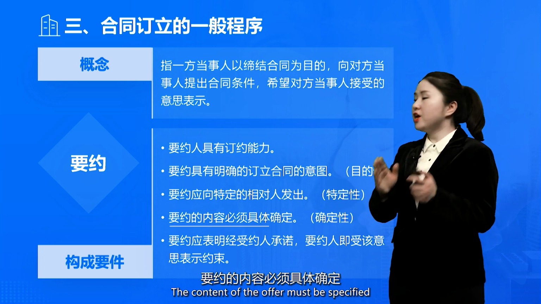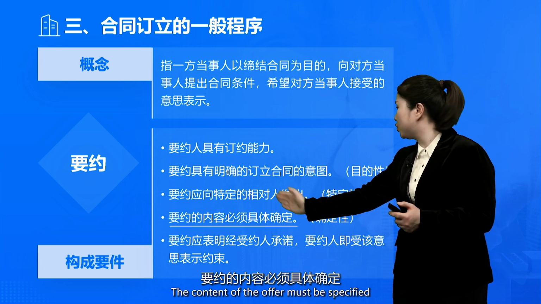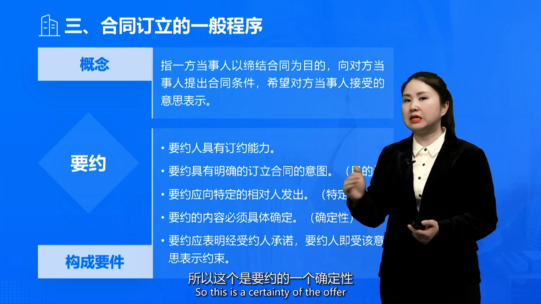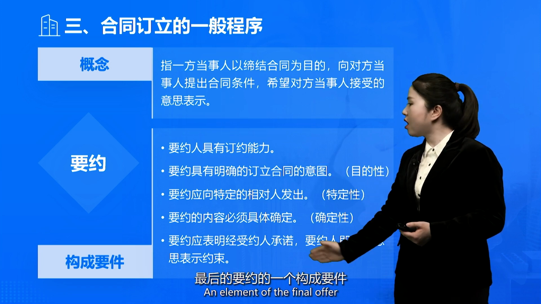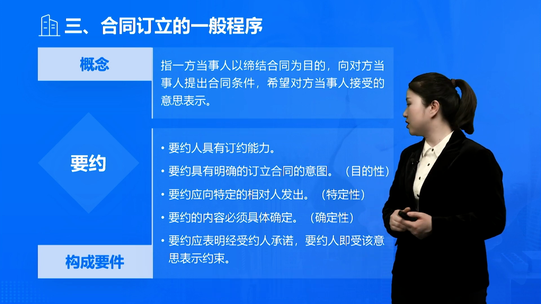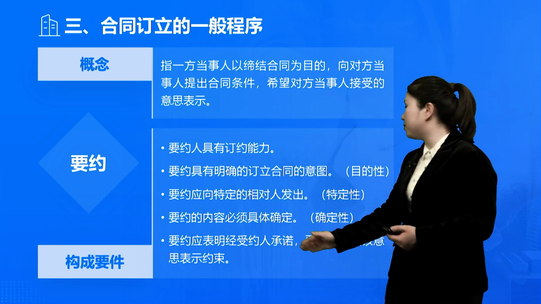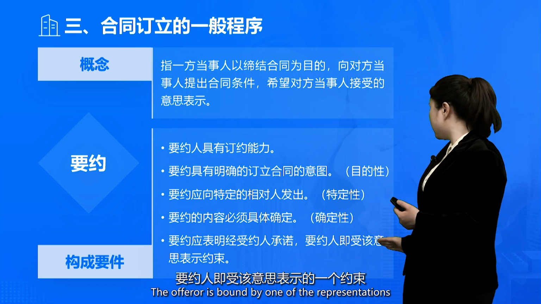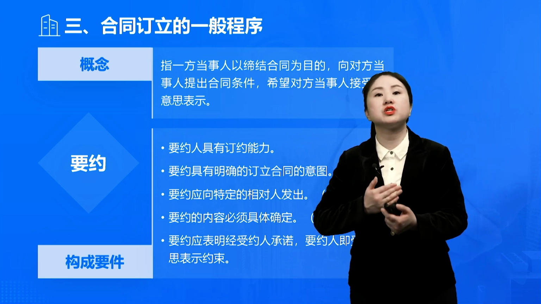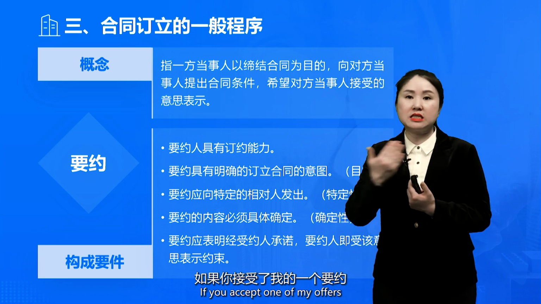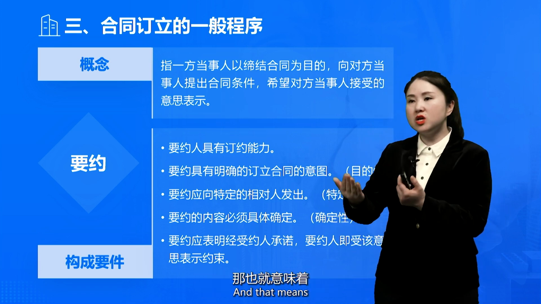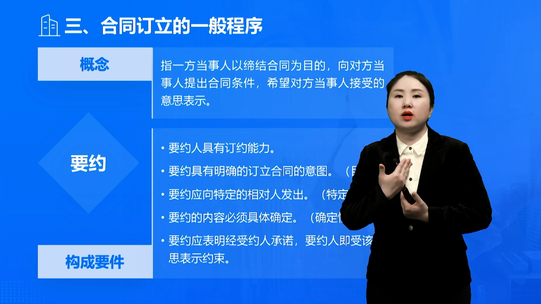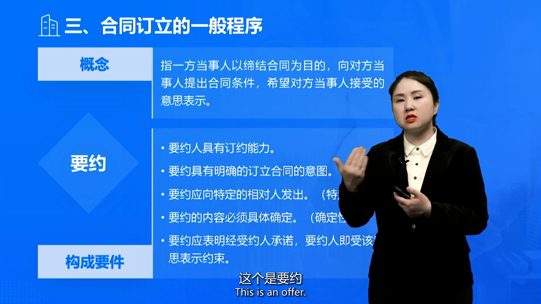The fourth: the content of the offer must be specific. So this is the certainty of the offer. The final element: the offer shall indicate a promise of commitment, that the offeror is bound by the representations. That is to say, if you accept my offer, it means you are going to accept my constraints. This is an offer.